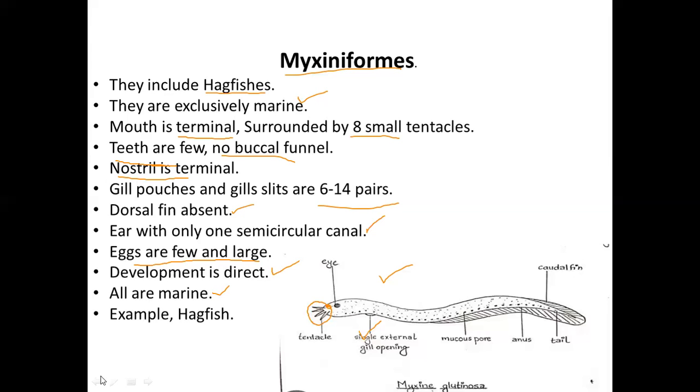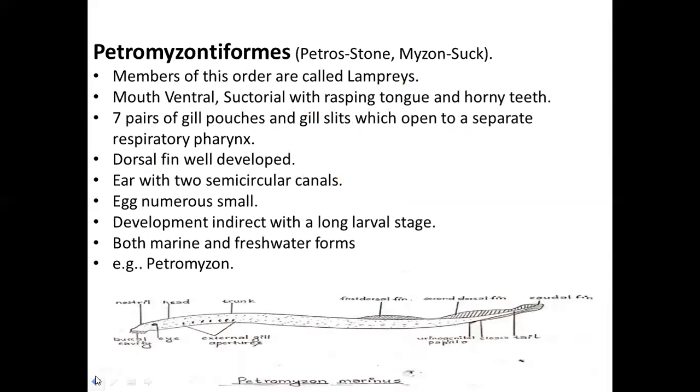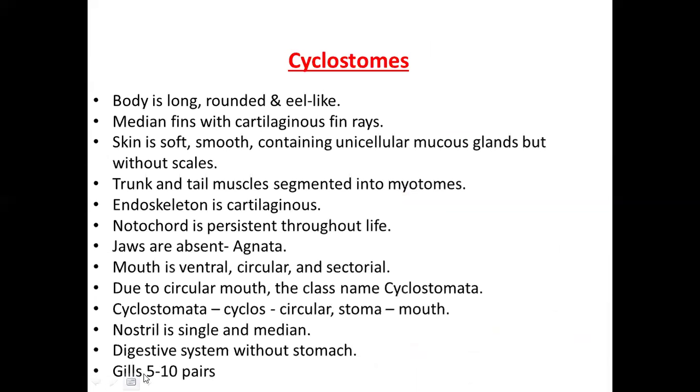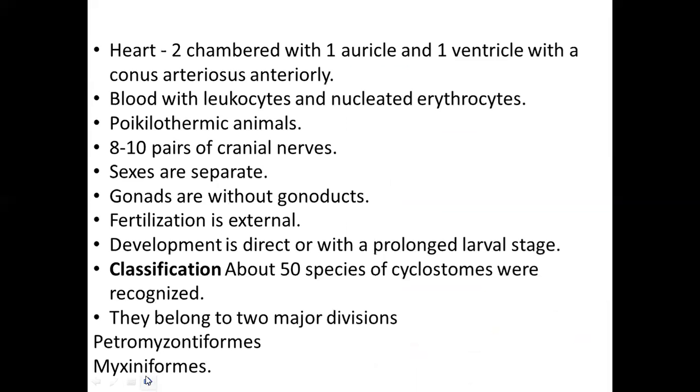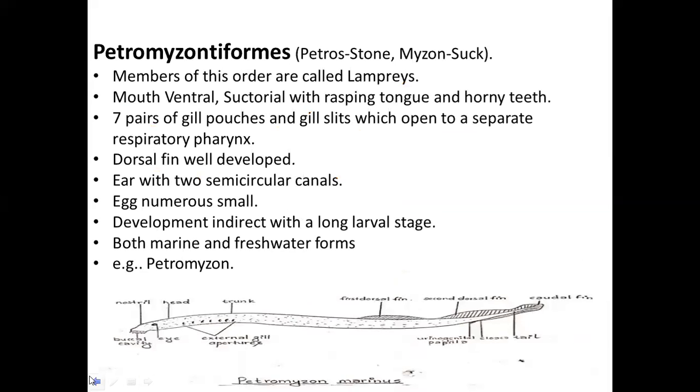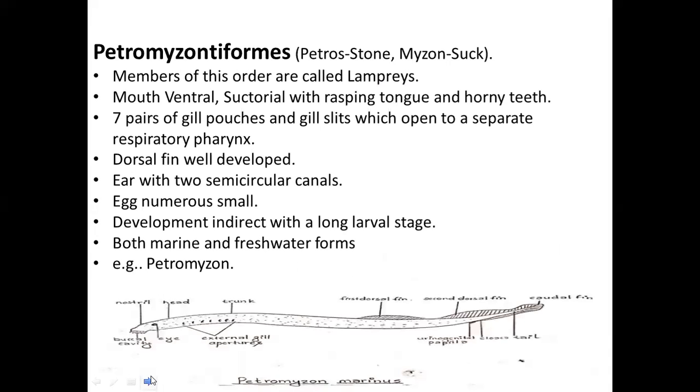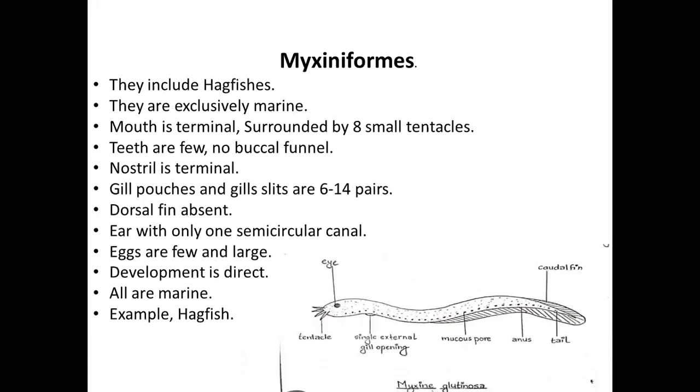So this is about the cyclostomes, petromyzontiforms, myxiniforms, and the general characteristics. You can draw the diagram, and the points written in the general characteristics can also be included here if they are similar for both. I have just given you the differences between petromyzontiforms and myxiniforms.